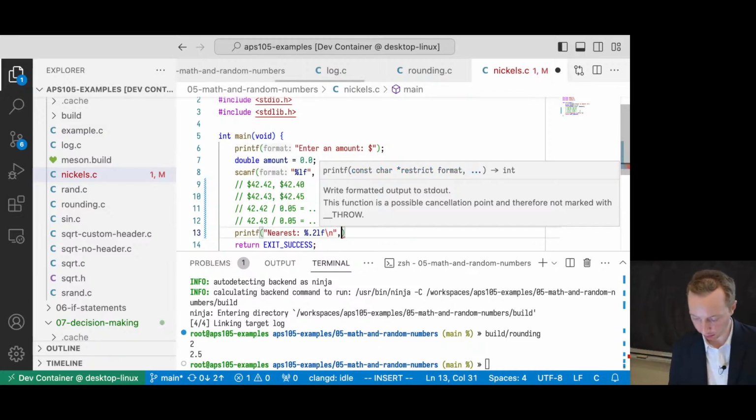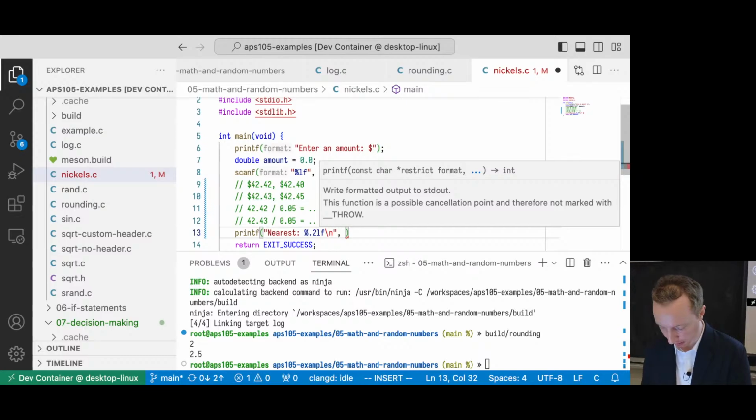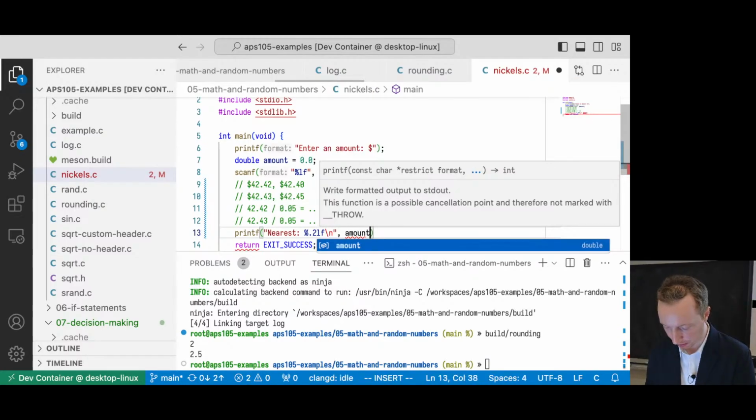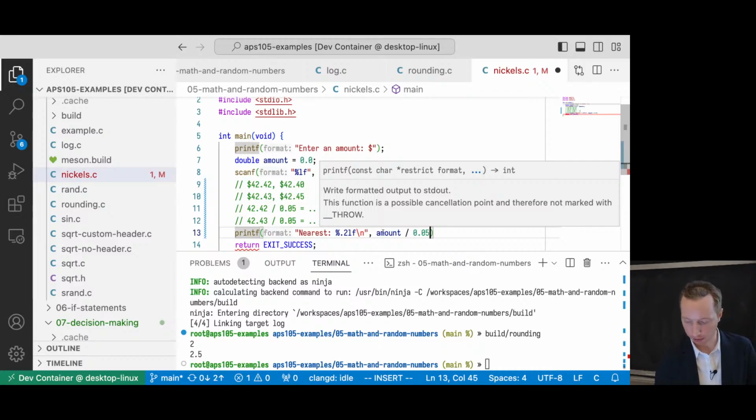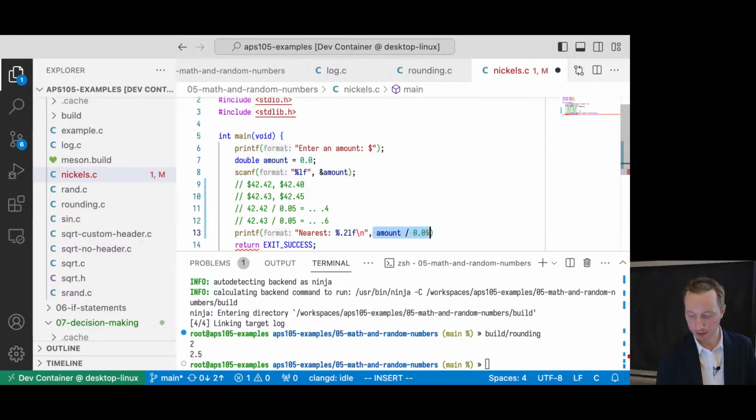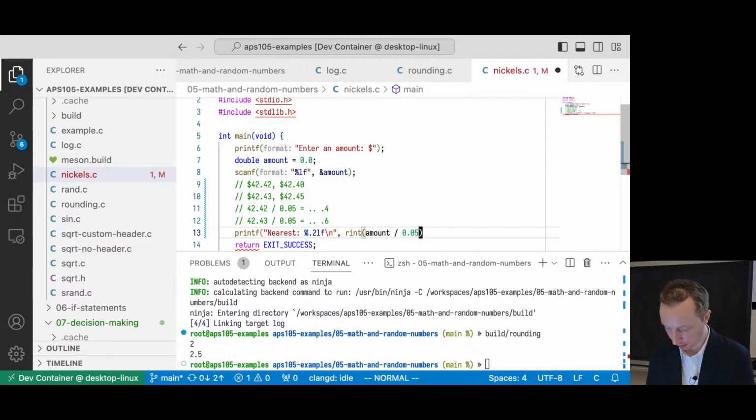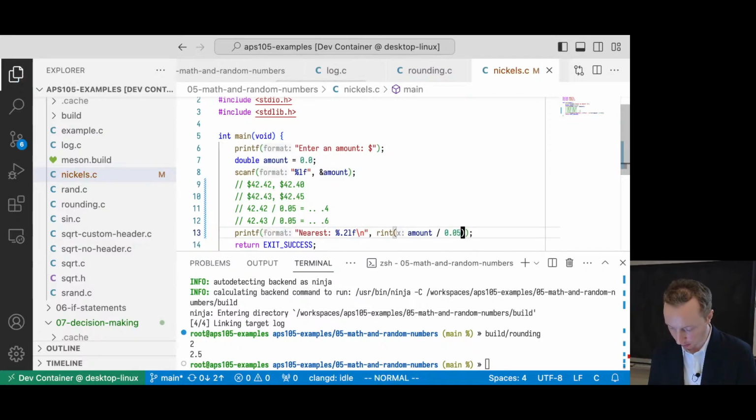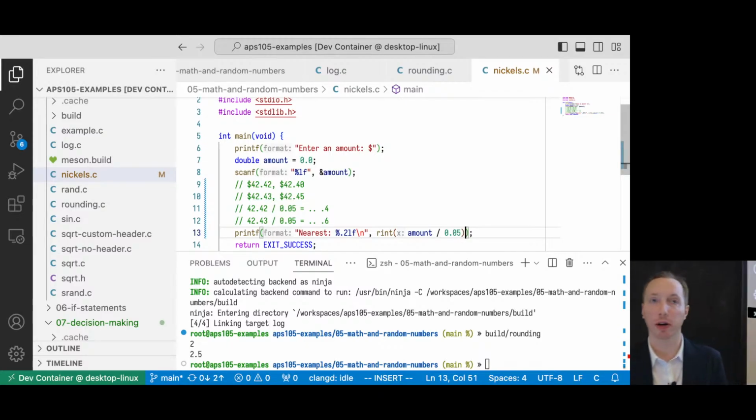So I'll print off 2 decimal places just in case, just to make it look pretty. But I could take that amount and then divide it by 0.05. So this is the number of nickels I have. And then if I want to get to the nearest nickel, I have to round that. So my rounding function is going to be rint. That will get me to the nearest number of nickels.